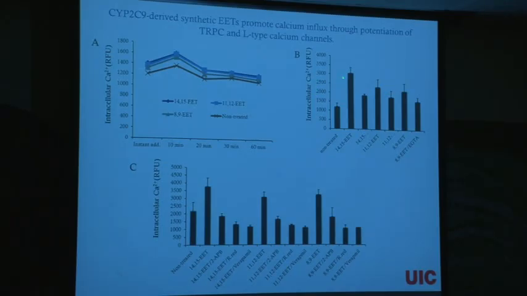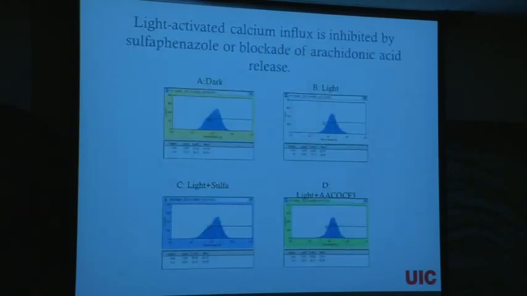And so you can see these isoforms in our cell line increase calcium flux. The calcium flux, if this is the potential mechanism that sulfophenazole is having its effect, should be attenuated. And here you see calcium on the x-axis, stimulated by light, and again attenuated by sulfophenazole. AACOCF3 is a phospholipase inhibitor and again provides some protective effect.